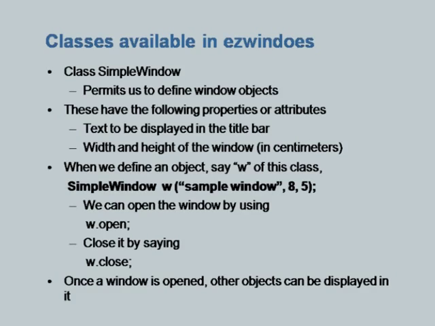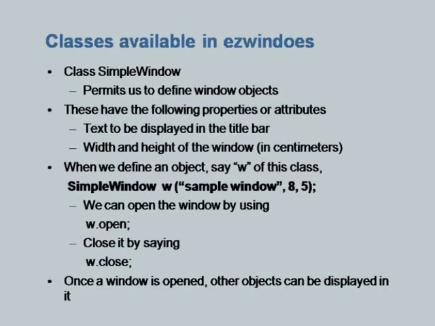These are the classes available in EZ Windows. There is a class called Simple Window. It permits us to define windows, windows which will appear on the screen. These windows have simple properties. They have a text panel at the top, the title, so I can give a text and that text will be written in that title. Then these windows have height and width. That's it. So these are the properties.